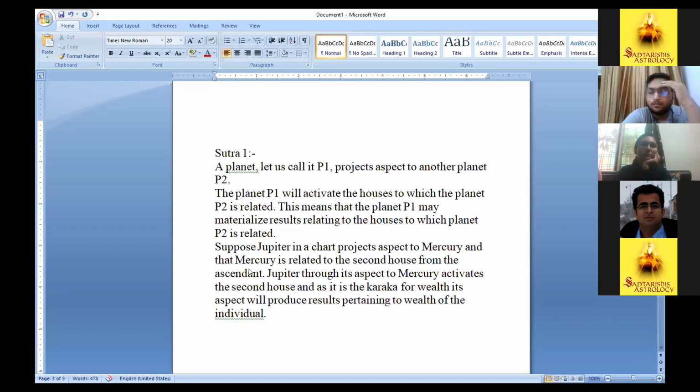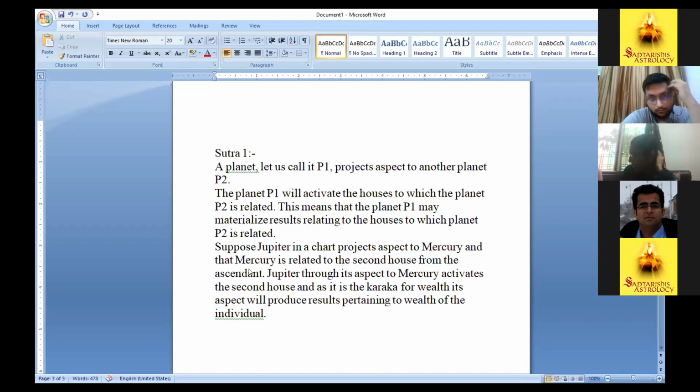And one more thing, if one planet is in the other planet's sign and the other planet is in this planet's sign in Navamsha, then also it is connected. Yes. That thing I will show you now. So now this is Sutra 1. This is just an extension of whatever we have studied till now, but in a more precise manner.